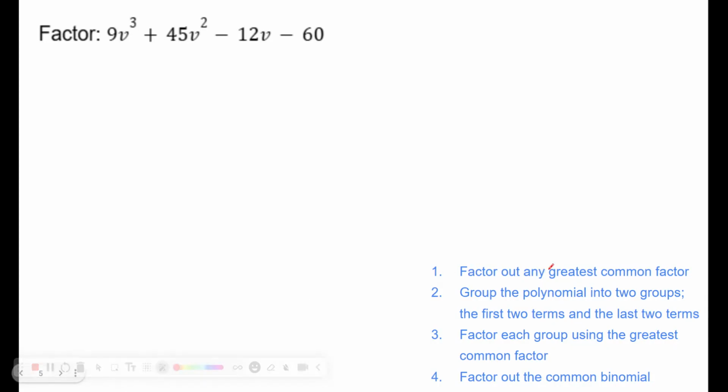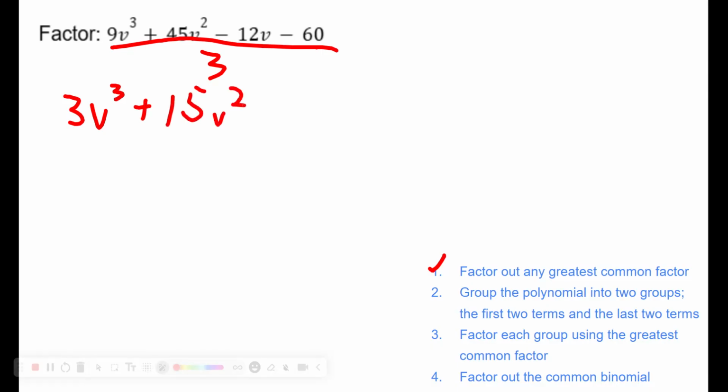Number 1, factor out any greatest common factor. 9, 45, 12, 60. Oh, that definitely all has something in common. Do they all share a variable? No, 60 does not have a variable. Well, let's factor out a 3 from everything that we see here, because 3 goes into all those evenly, leaving us with 3 times v cubed, no change to the variables here, plus 15v squared minus 4v minus 20.